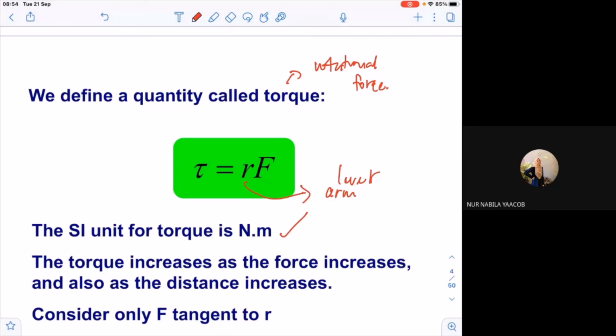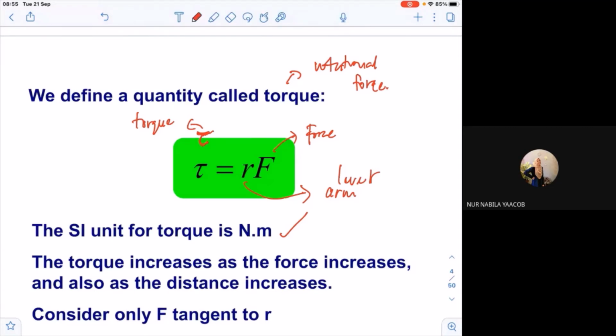Later on you will see what the lever arm is. F is what we call force, and the symbol tau is known as tau, but this one is called torque, T-O-R-Q-U-E. The SI unit for torque is newton meters. So r is the lever arm and F is force. And remember, r is obviously not the radius.